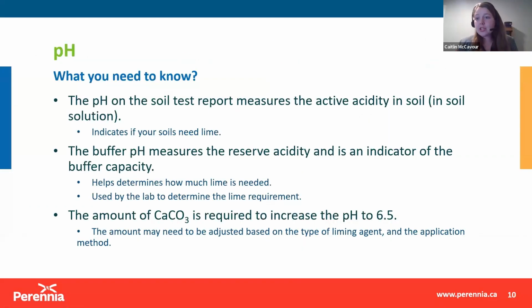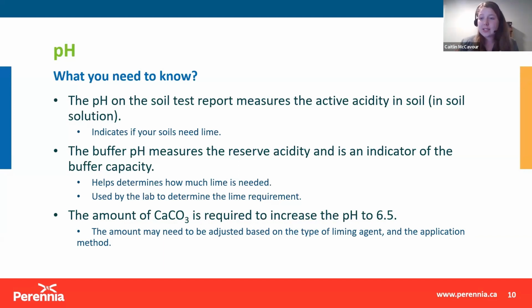The buffer pH is an important value, but really it measures the reserve acidity. The reserve acidity are the hydrogen ions that are potentially bound to soil. And as a producer, it's not vital for you to understand exactly what it means. What you need to know with the buffer pH is that the lab uses this value to calculate your lime recommendation.